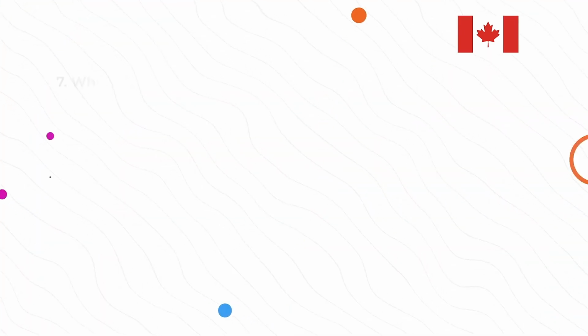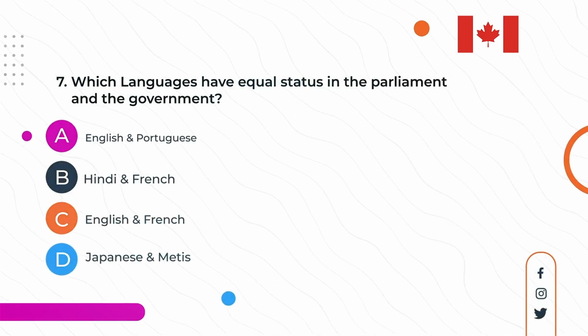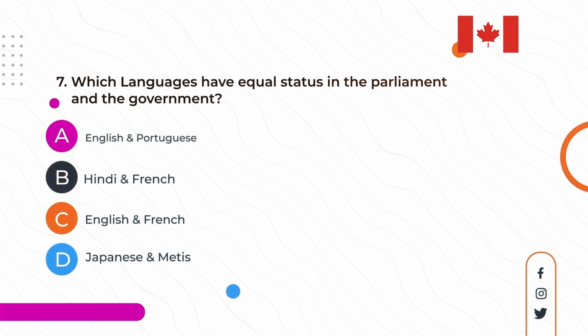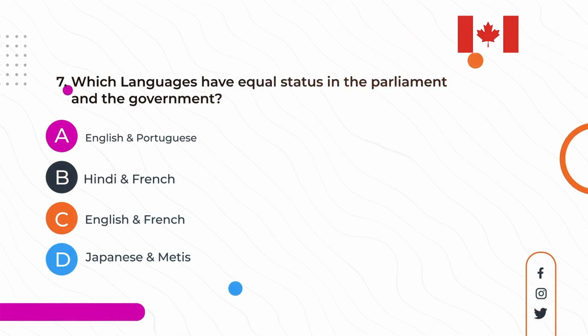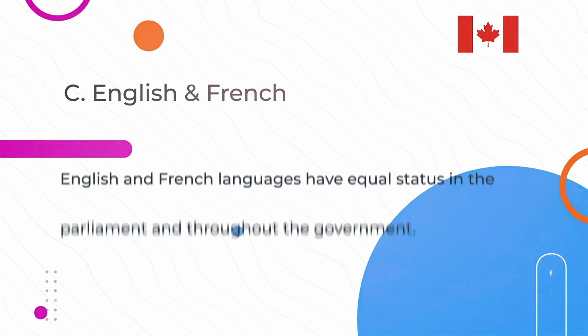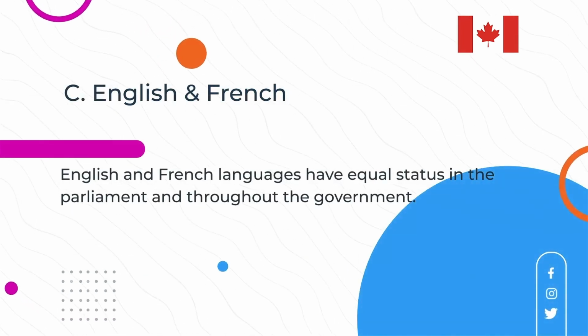Number 7. Which languages have equal status in the Parliament and the government? A. English and Portuguese. B. Hindi and French. C. English and French. D. Japanese and Métis. Answer: C. English and French. English and French languages have equal status in the Parliament and throughout the government.